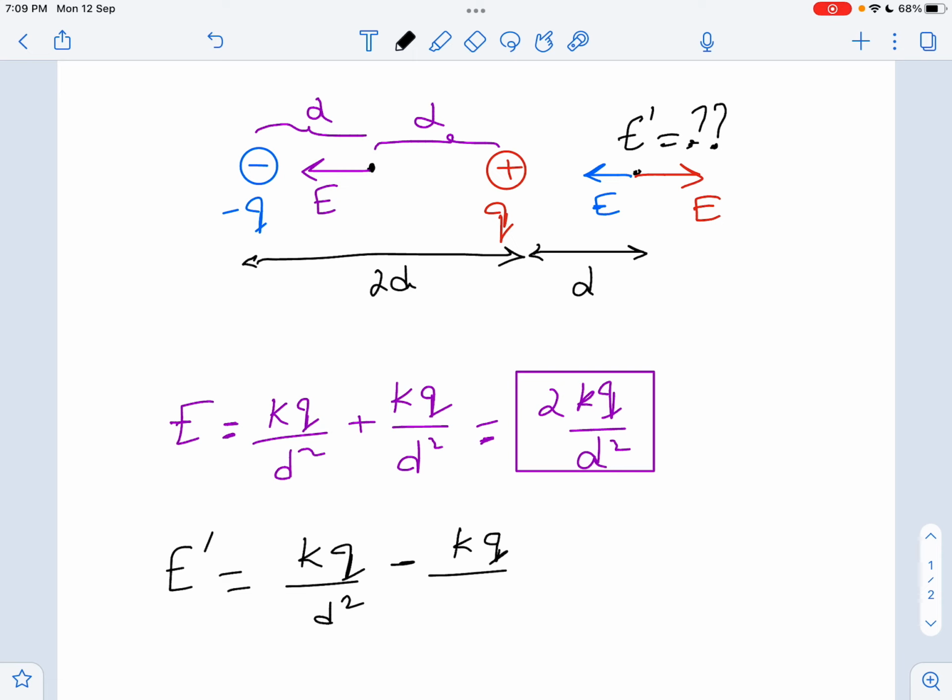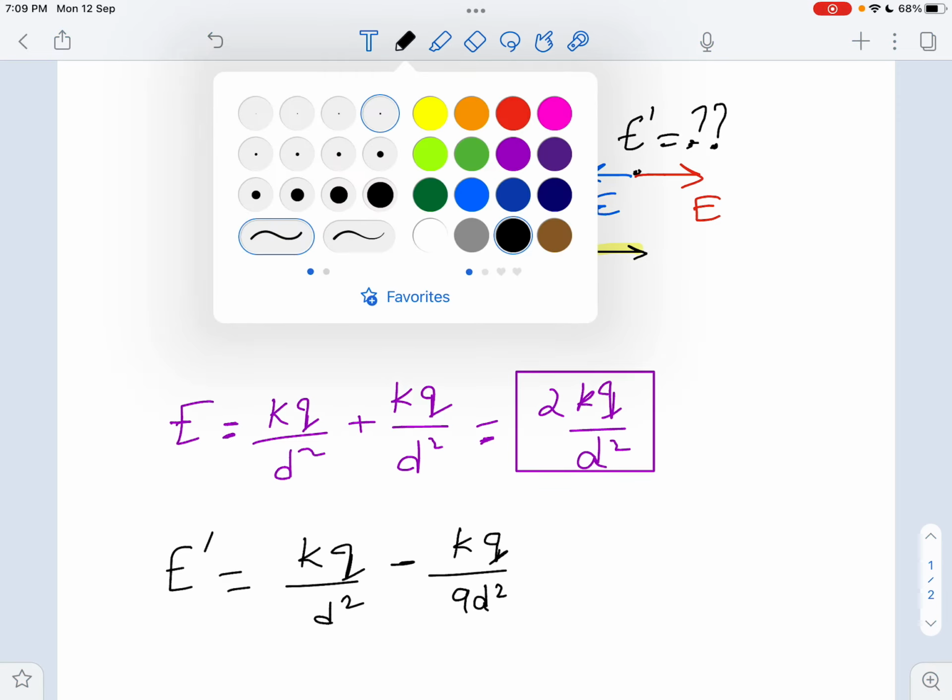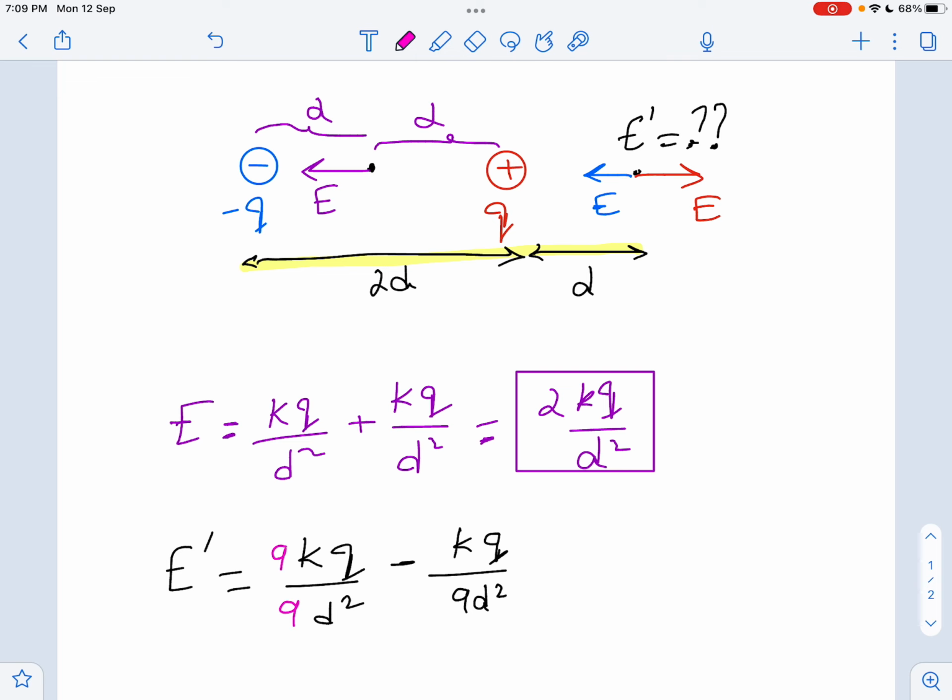Now what's the distance between the negative and this point? It's gonna be 3D, over 3D squared. So it will be 9D squared. All right, so let me write it first as 3D squared, like that. It's gonna be 9D squared. Now how to add those? So I multiply here by 9 and by 9. And what we will get is the following. 9 minus 1 is gonna be 8KQ over 9D squared.